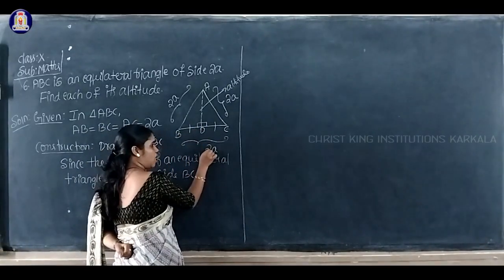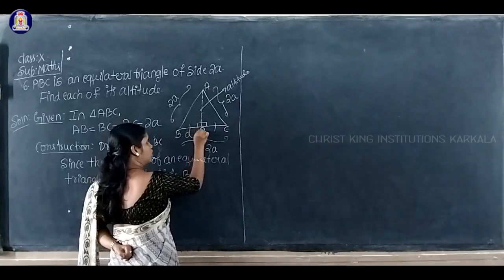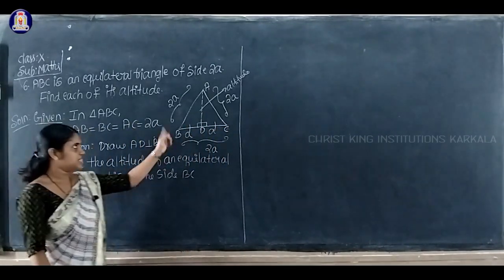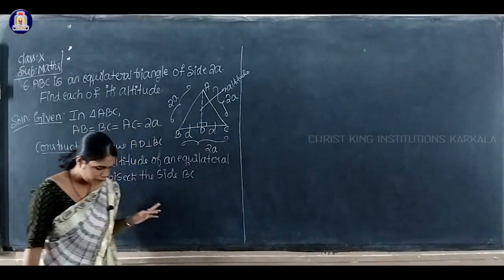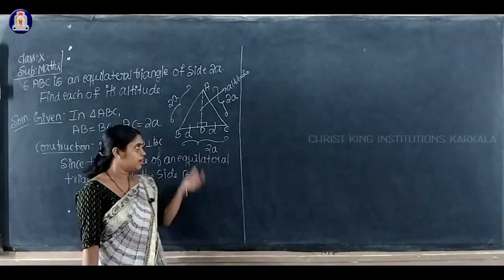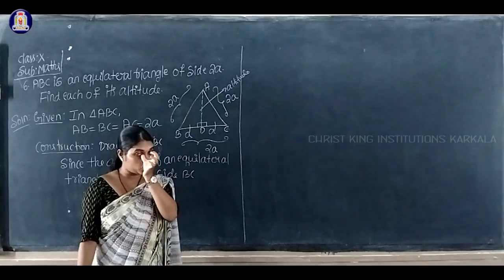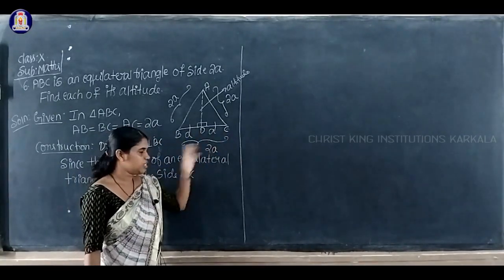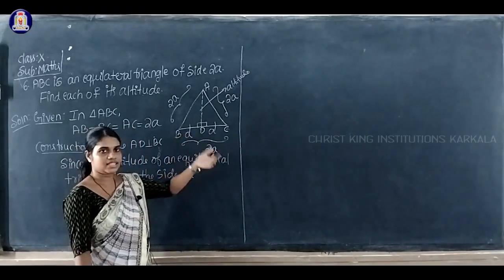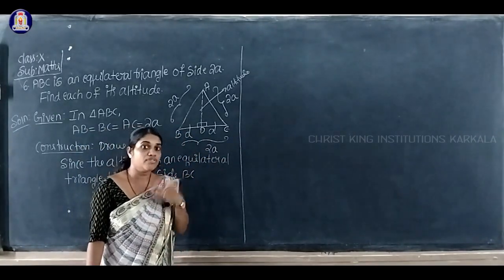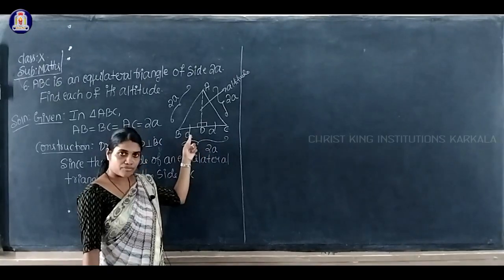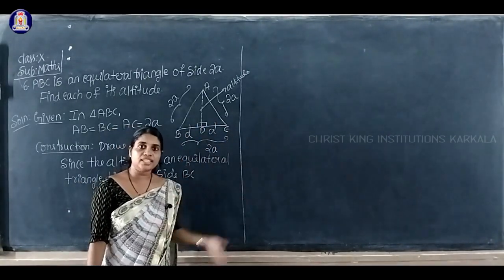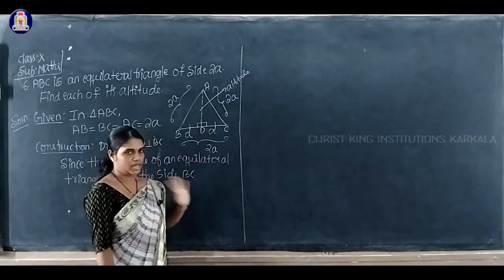Half of 2a. Half of 2a is how much? a. What about the length of DC? DC is also a. Understood now? Bisect means this side BC will divide into two parts, BD and DC, and those two parts are equal. So the full BC length is 2a, so BD is half of 2a. Half of 2a is a. Next, what about the length of the other side DC? DC is also a.